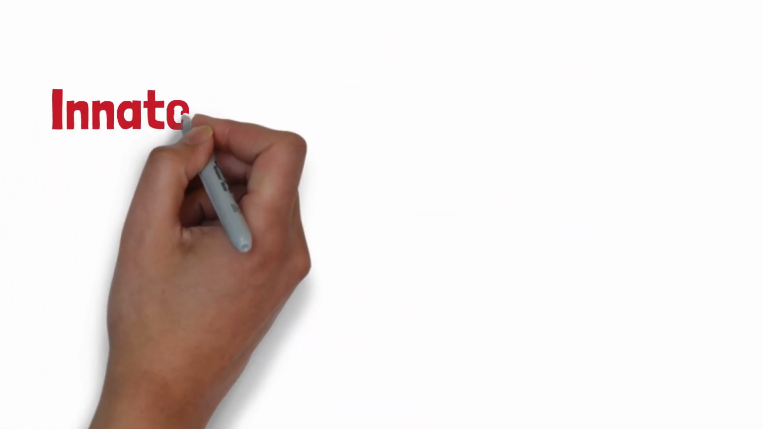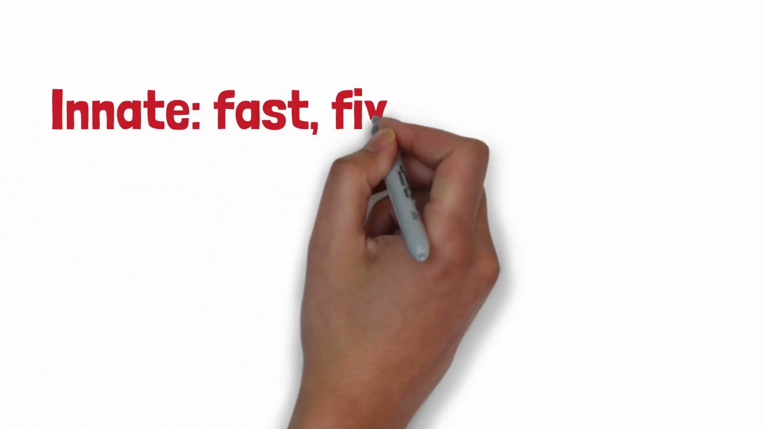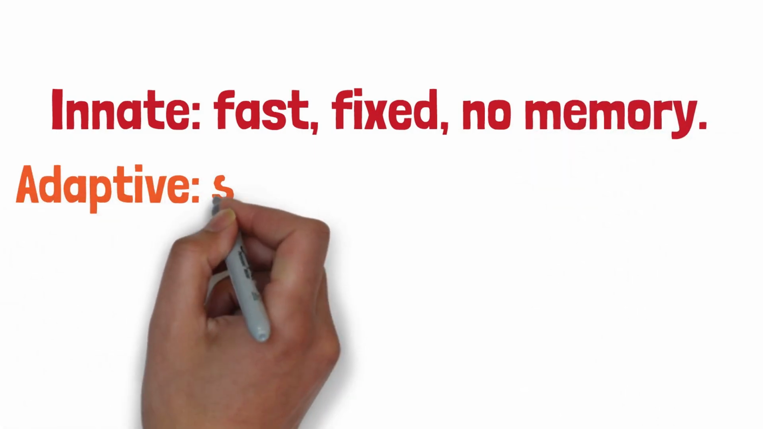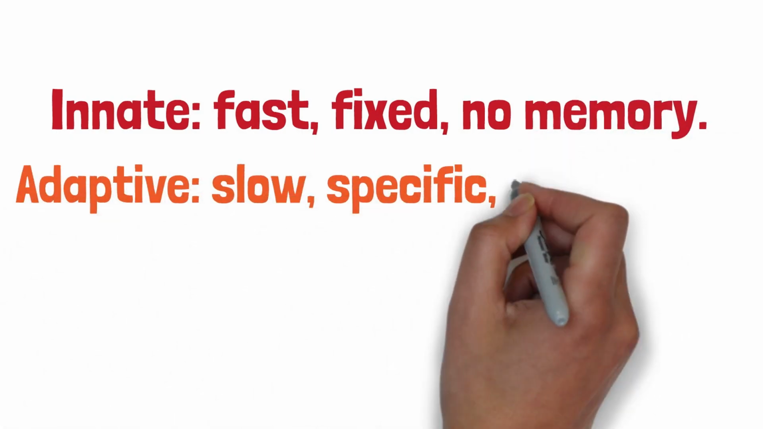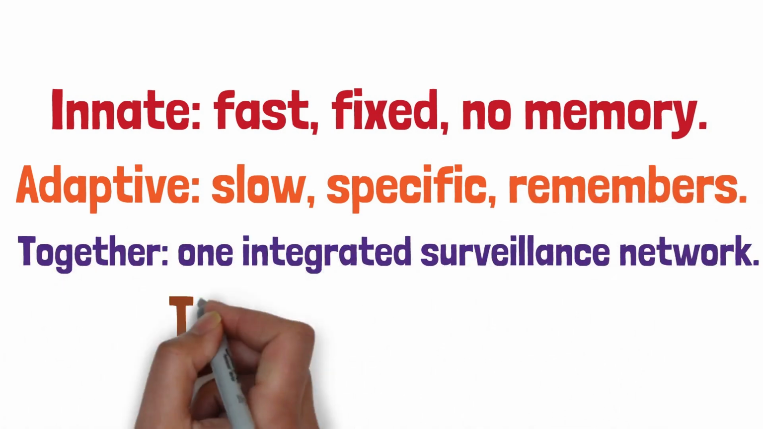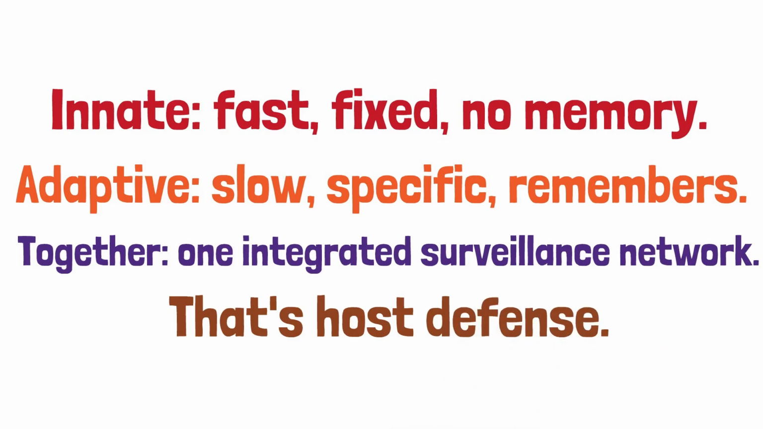So where does that leave us? Innate immunity is fast, fixed, and never learns. Adaptive immunity is slower but specific, and it remembers. Together, they form one integrated surveillance network, and that's host defense.